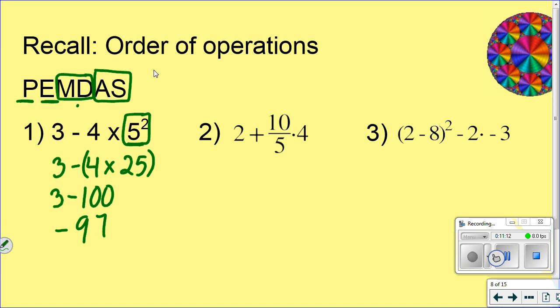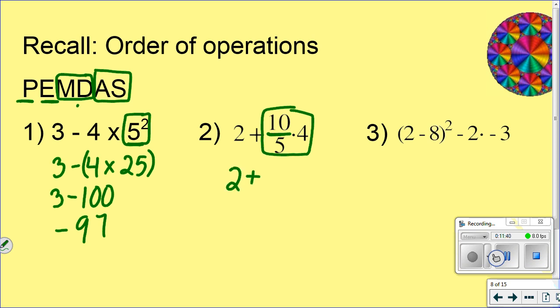All right, number 2, let's do this again. So do I have parentheses? No parentheses. Do I have exponents? No exponents. Do I have multiplication and division? Yes, I do. I have both. Multiplication and division. Now the division does come first. Even though it says MD, we do those in the order they come. So please do the division because it comes before the multiplication.